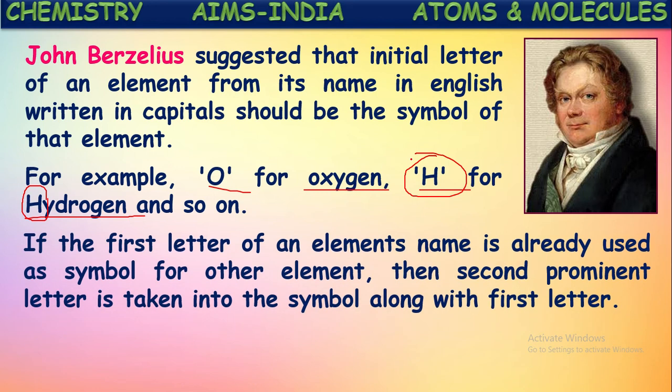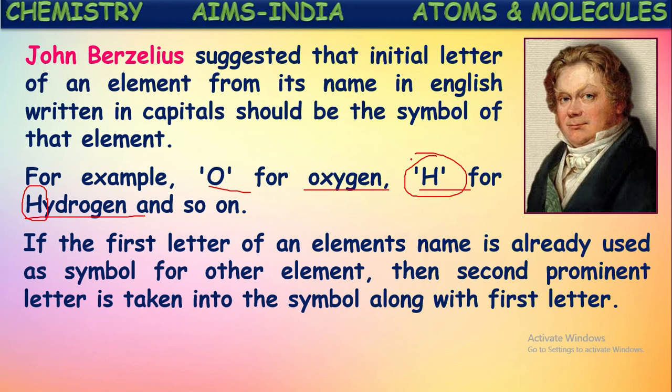If the first letter of an element name is already used as the symbol for some other element, then the second prominent letter is taken into the symbol along with the first letter. Yes, if the first letter of an element is already used as a symbol for some other element, then along with the first letter, the second prominent letter is also taken into its symbol. For example, if you see helium, the starting letter is H.